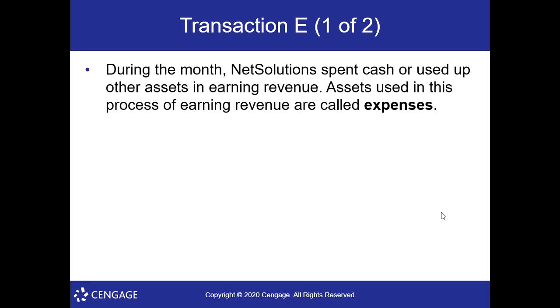Now we have transaction E. During the month, Net Solutions spent cash or used up other assets to earn revenues. So this is common, right? When we talk about assets, we say those are things the business owns or uses to generate business or revenue. Assets are used in the process of earning revenue, and those are called expenses. We know revenues and expenses fall under the umbrella of our equity activity. We have assets, liabilities, and equity, and under equity, there's revenue and expense types.